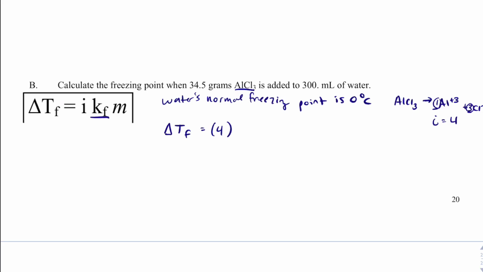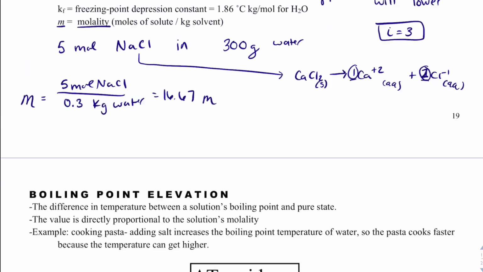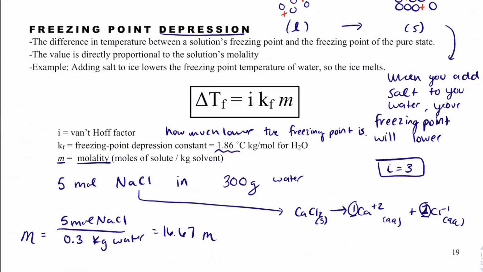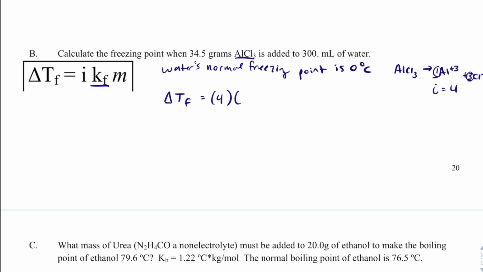So 4 is our Van't Hoff factor. Kf is actually just a constant. It's a freezing point constant. So I have to go back up here, and I see, and this is the same on the back of your periodic table, it's 1.86 degrees Celsius times kilograms divided by moles. And those units are just so that my delta TF solves for degrees Celsius.